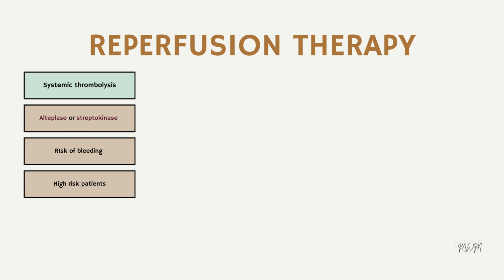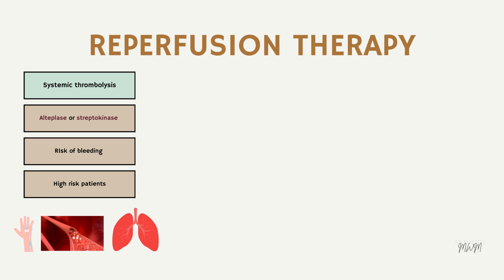Reperfusion therapy can be done in three main ways. First, systemic thrombolysis. This uses fibrinolytic agents such as alteplase or streptokinase to dissolve the clot. The drug is given intravenously and circulates through the bloodstream, meaning it affects both the lungs and other tissues, which increases the risk of bleeding. It's used in high risk patients who are unstable and we need a rapid effect.